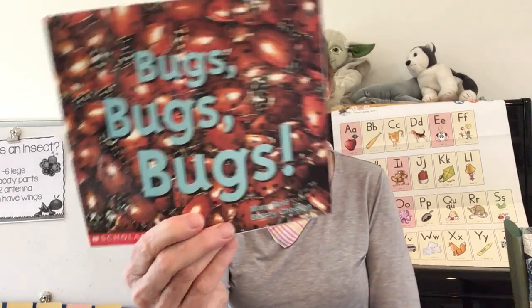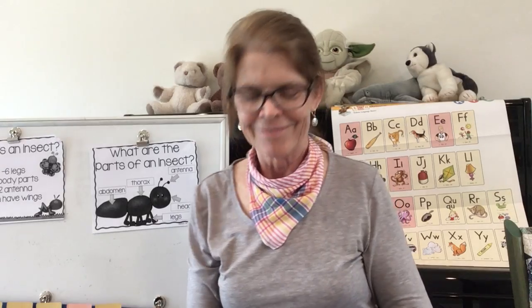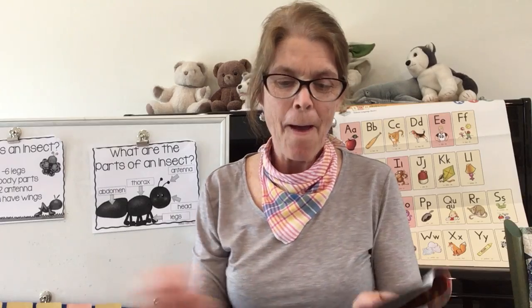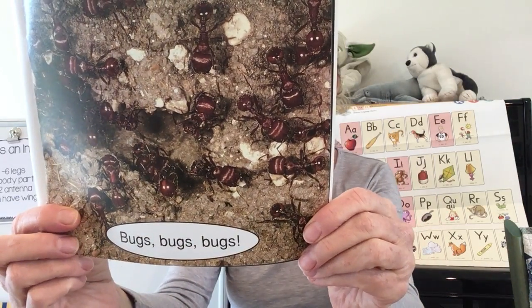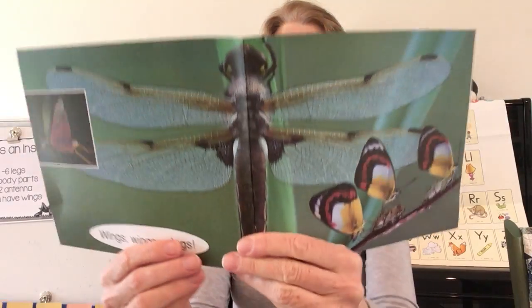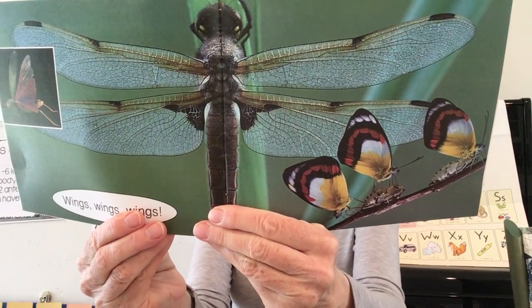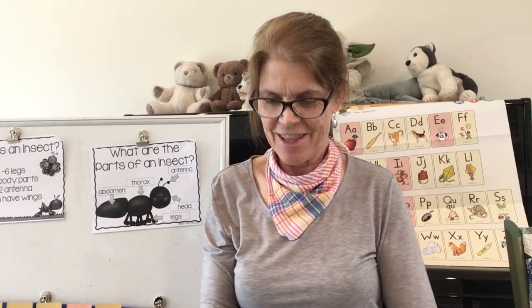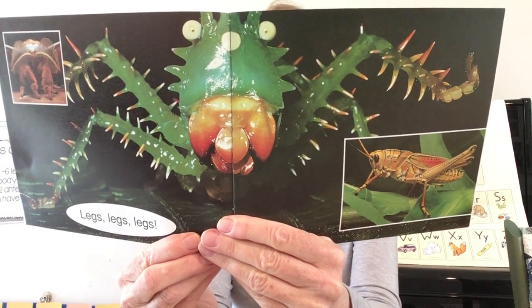I'm going to read you this story. It's called Bugs, Bugs, Bugs by Mary Read. Bugs, Bugs, Bugs. It just shows lots of bug parts, but they're insects. Bugs, bugs, bugs. Those look like ants to me. Dragonflies. Wings, wings, wings. Some insects have wings, not all, but all of them have this. Legs, legs, legs.